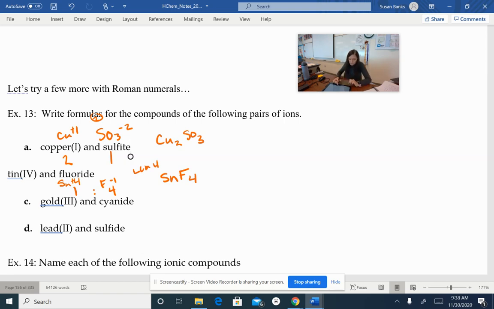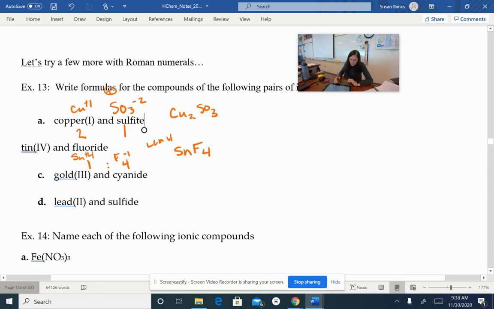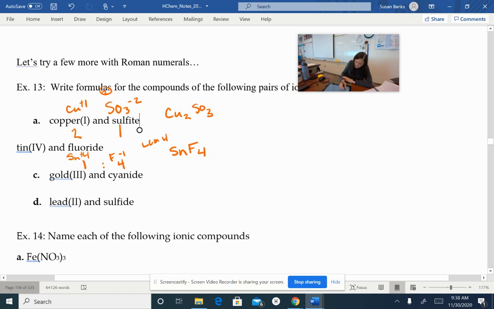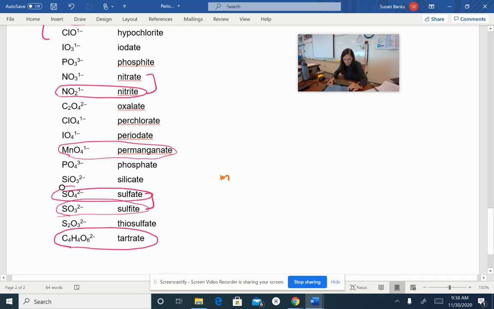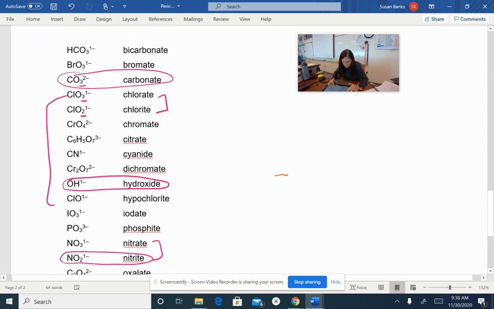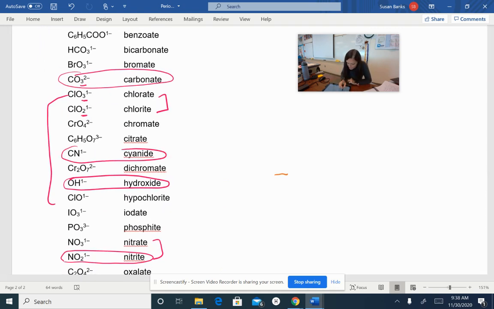Okay, gold. Gold is a +3 here. And cyanide. Cyanide is one of our polyatomics. So let's look up cyanide. Cyanide, -1. CN -1.